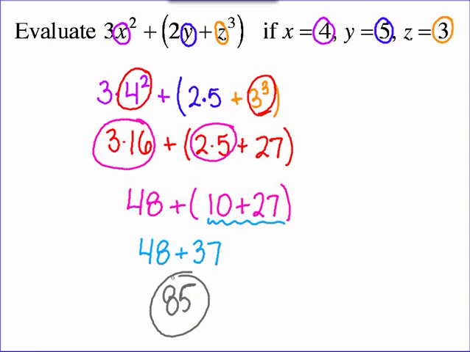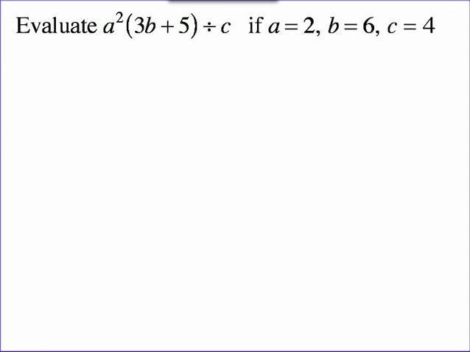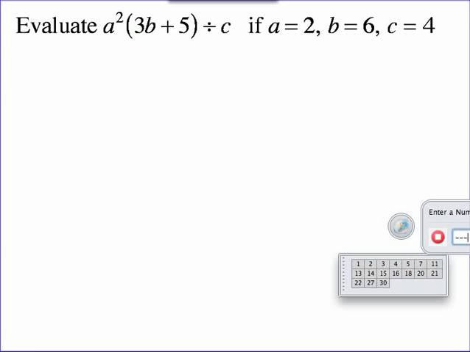Okay, let's see if we got one for you to try. I think you do. Okay, so a squared times 3b plus 5 divided by c. Okay, you're going to be able to get a number here, so I'll let you go ahead and try it.